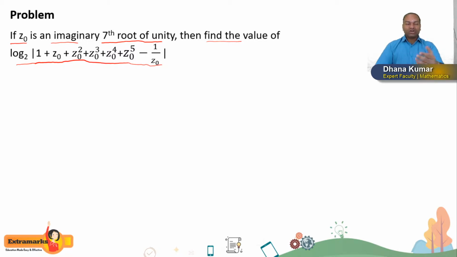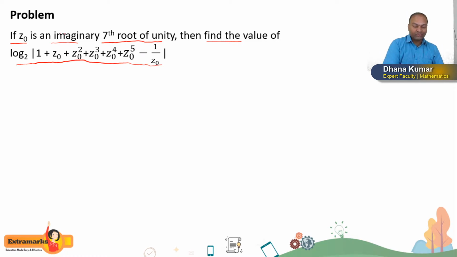Now coming to nth roots of unity. Sum of nth roots of unity is equal to what? The formula is 0. So the sum of seventh roots of unity is also 0. Understood? So first, I am discussing what formulas will be used in this problem. Later, we'll see this question.